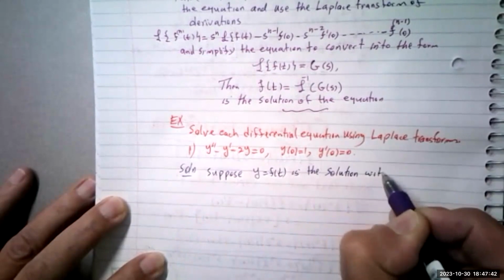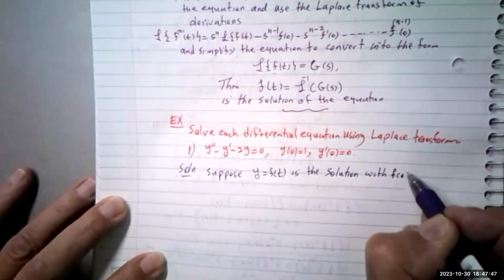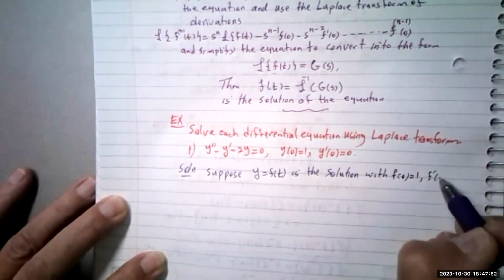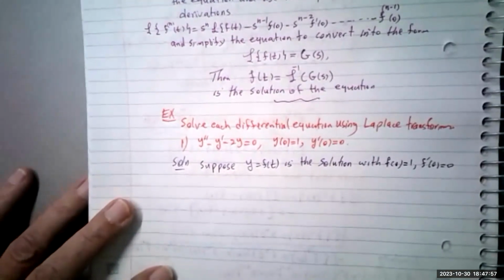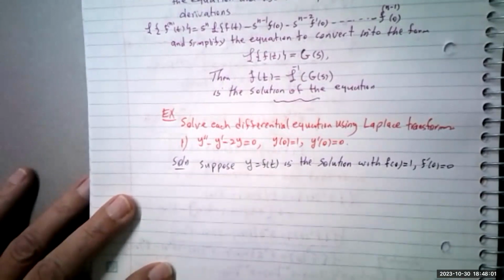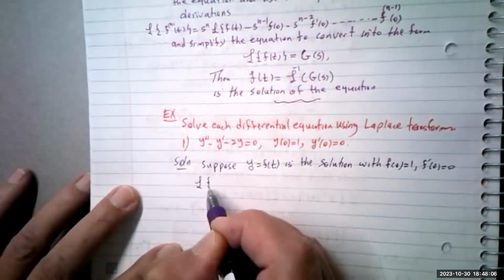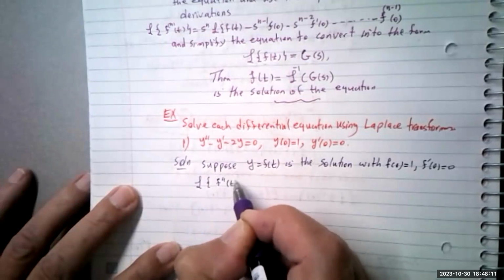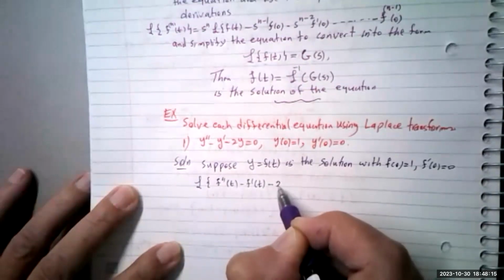Solution with the initial condition that I have, I change it to f. f of 0 is equal to 1 and f prime of 0 equal to this. That's what I have. So I take the Laplace transform on both sides with this new notation. It's going to be the Laplace transform of f double prime of t minus f prime of t minus 2f of t.